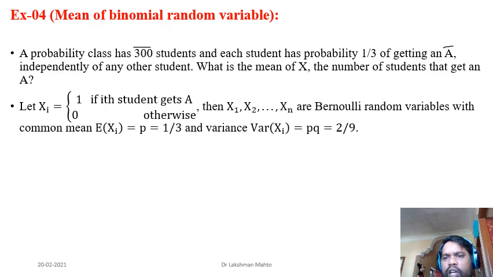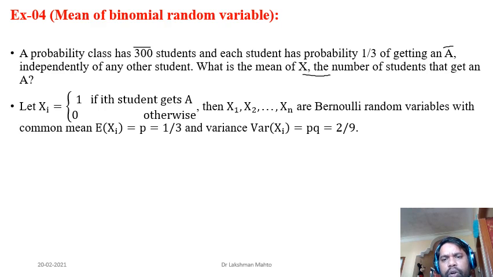X is what? X is the number of students that get a grade A. X is a random variable in this experiment, the number of students who are getting A. So you have to find the mean. In order to solve this problem, don't directly go to define the binomial random variable.